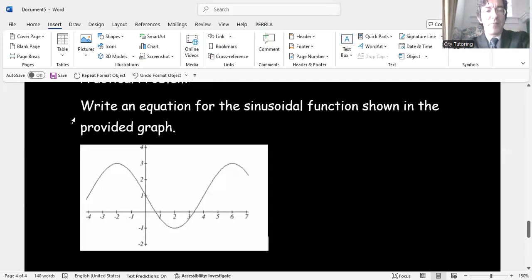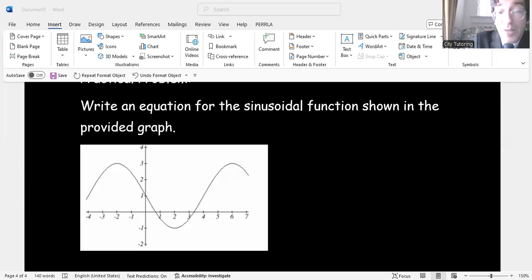All right, they gave a graph like this, and it says, write an equation for the sinusoidal function of this. Well, have a look at where the graph oscillates. It oscillates from a low point of -1 all the way to a high of 3. So you have a midline of 1, y equals 1. It's halfway between. So the amplitude here has to be 2.